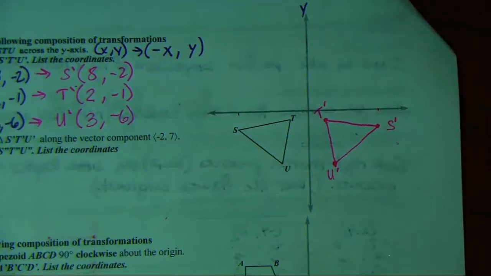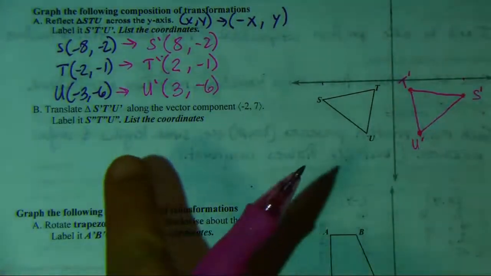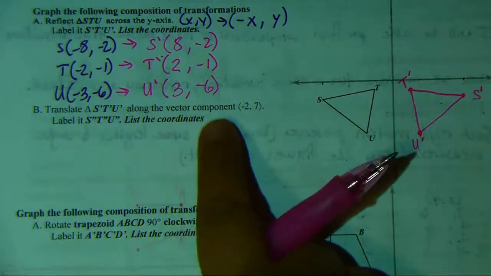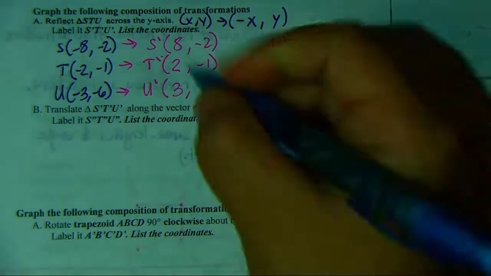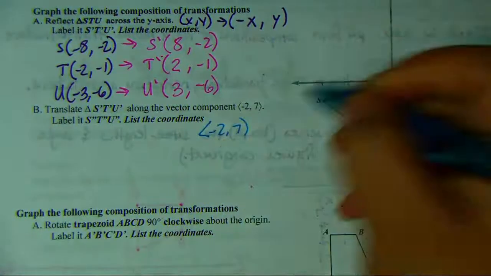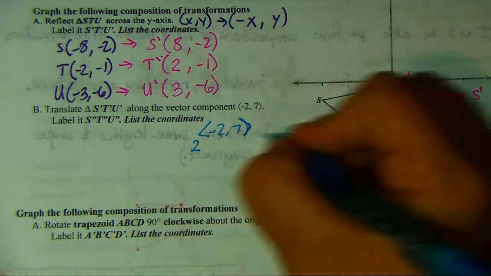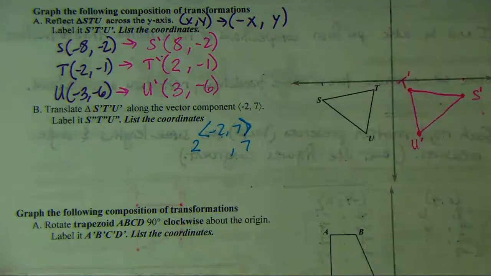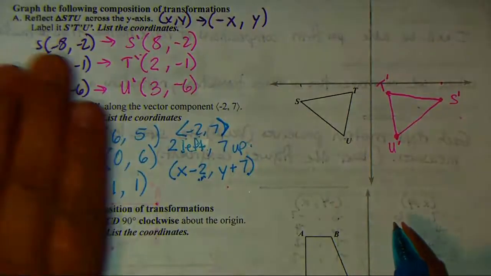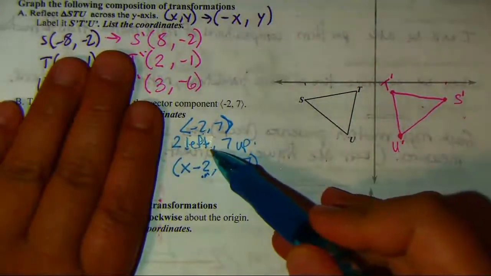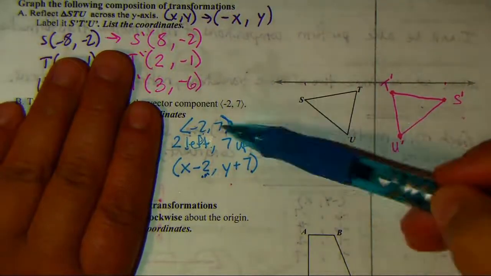Okay, and then we have our second transformation, which is going to be a translation along the vector component of -2 and 7. So vector component of -2 and 7, okay, means I'm going to go 2 which way and 7 which way. Answer that question right here. So if you said that you are going 2 to the left and 7 up, you would be correct. Well done.